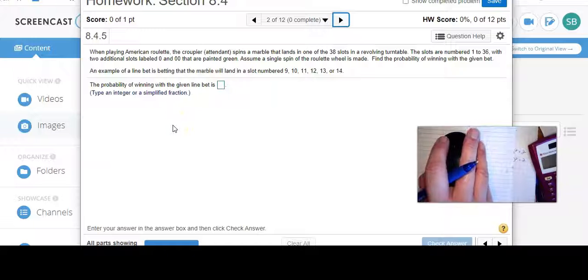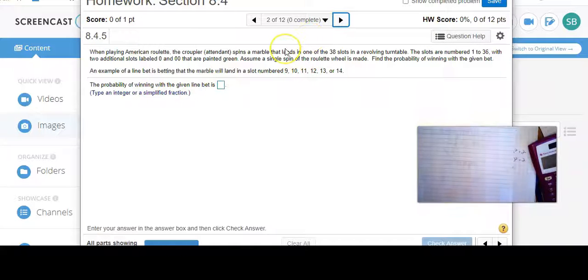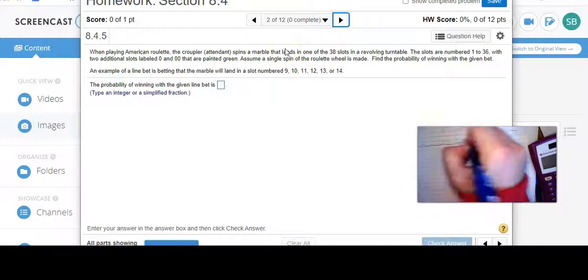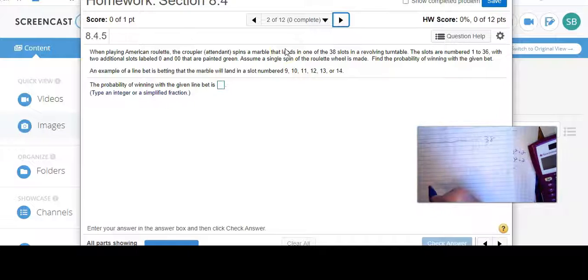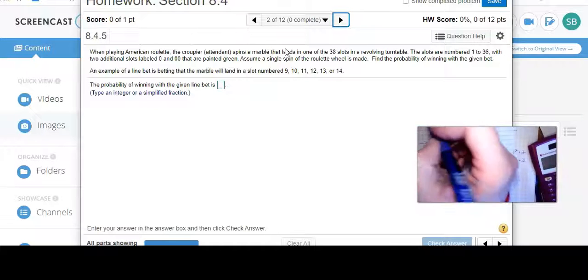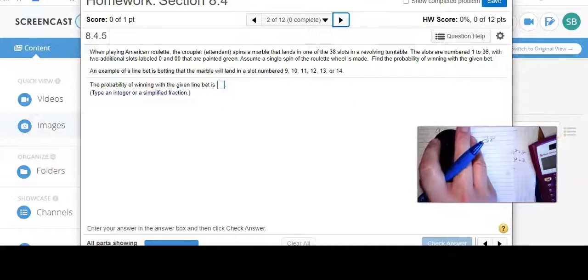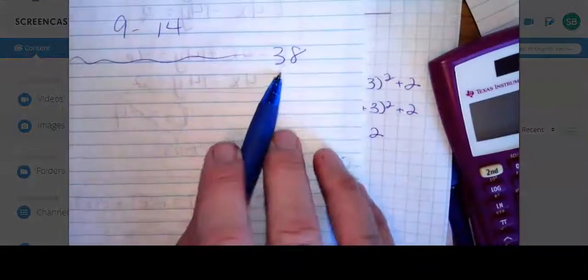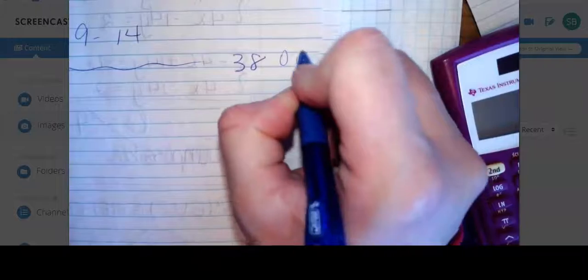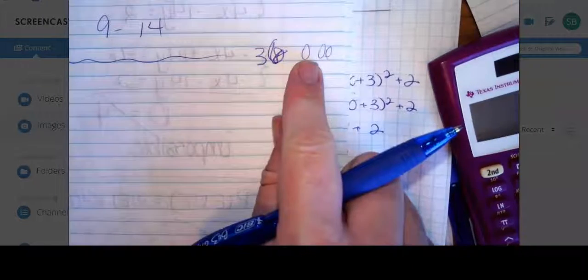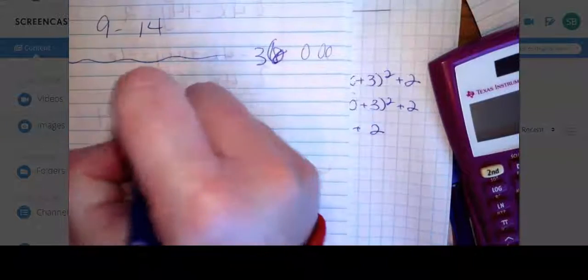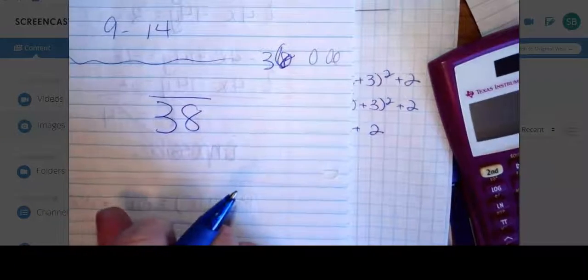American Roulette, the croupier. All right, so the example of a line bet is betting that the marble will land in a slot numbered 9, 10, 11, 12, 13, or 14. So if I've got numbers 1 through 38, and I'm interested in 9 through 14, here's what we're going to look at. I've got the numbers 1 through 36. I've also got 0 and 00. So how many total spots do I have? I have a total of 38 spots on the roulette wheel.